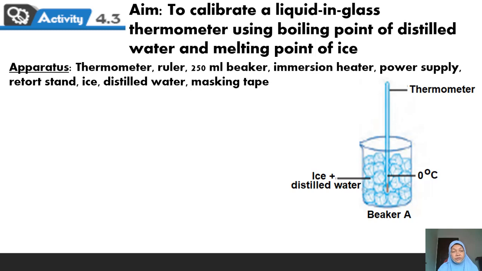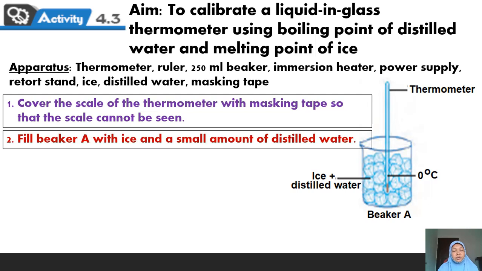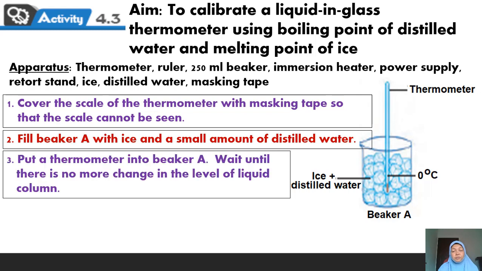So the apparatus. First, we cover the scale of the thermometer with masking tape so that the scale cannot be seen. We will use an ordinary thermometer with the scale, so we put the masking tape so we cannot see the scale. Now, we fill beaker A with ice and a small amount of distilled water. And then we put the thermometer into beaker A. Wait until there is no more change in the level of the liquid column.